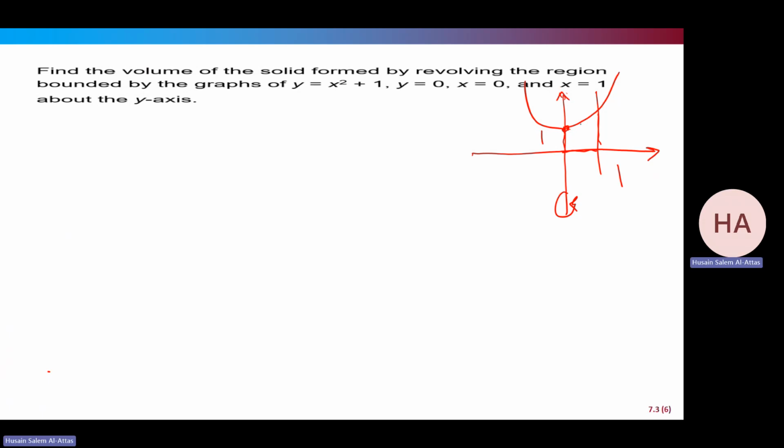Now I need to make my line parallel to the axis of revolution, so it will be this. What is the height of this? It will be the function minus 0, x squared plus 1. What is p of y?